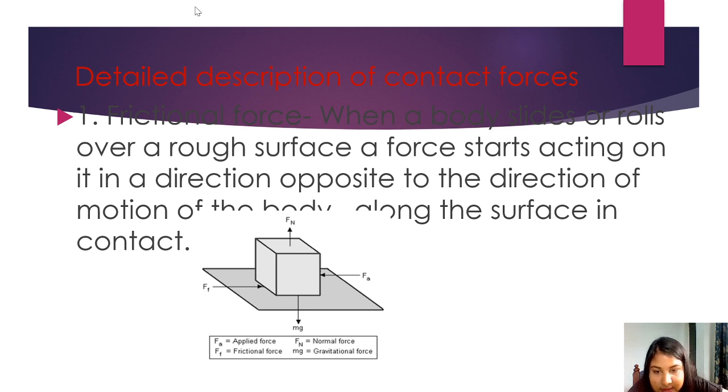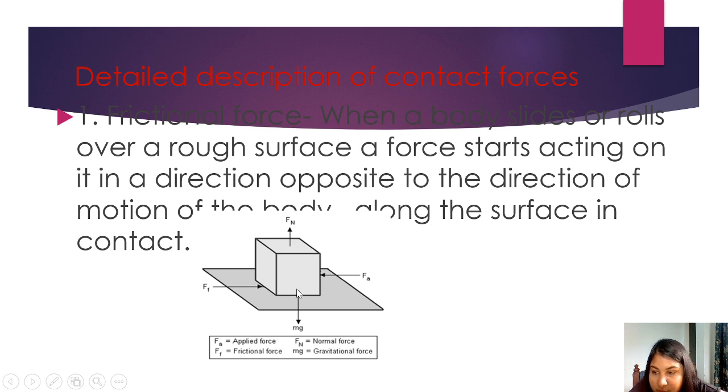From the diagram, what you can see is a box and you are applying a force in this direction. So frictional force starts acting in a direction opposite to the force which you applied, and it is kept on a surface. Whenever anything is kept on a surface, it will obviously exert some force due to gravitation, which is known as the weight. Okay, gravitational force. This is gravitational force.